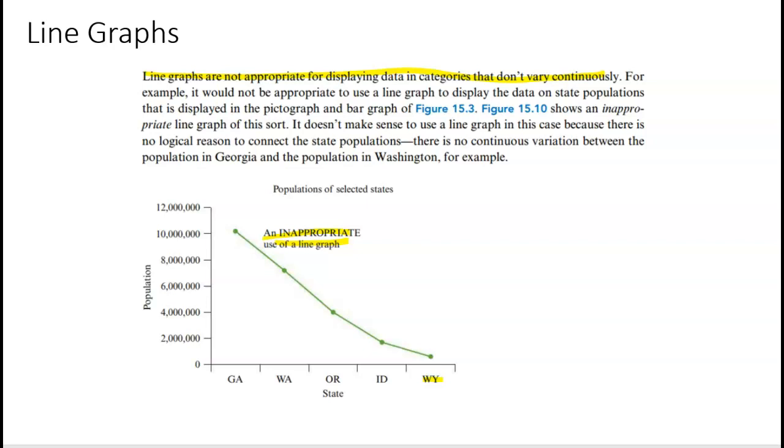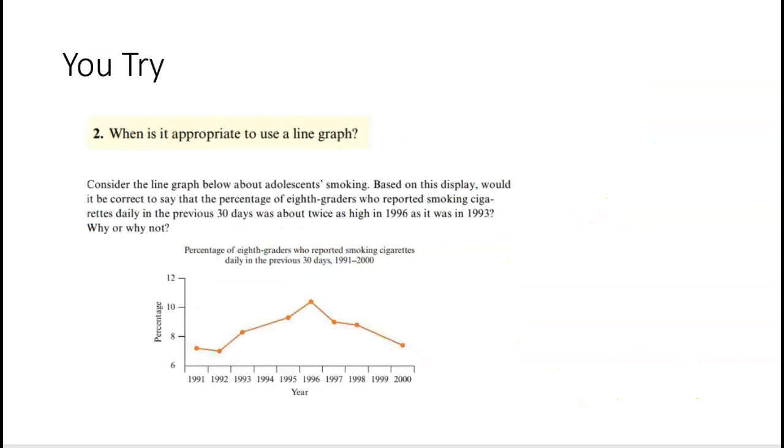If we wanted to look at population, maybe we would do Wyoming as its own, and then we would say different years, and then we could see how things are changing. Go ahead and give these two problems a try. So this is 1 and 2, and then press play when you're ready to see the solution.